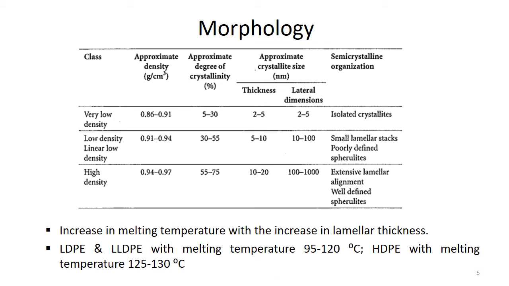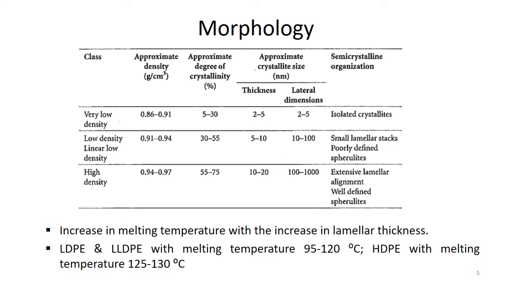There is one thing more: when density increases, lamellar thickness also increases. Then we say that the melting temperature also increases. Very low density polyethylenes begin to soften and melt near room temperature. But low density or linear low density polyethylenes typically exhibit a peak melting temperature around 95 to 120 degrees, and in the case of high density polyethylene, the temperature goes as high as 125 to 130 degrees.